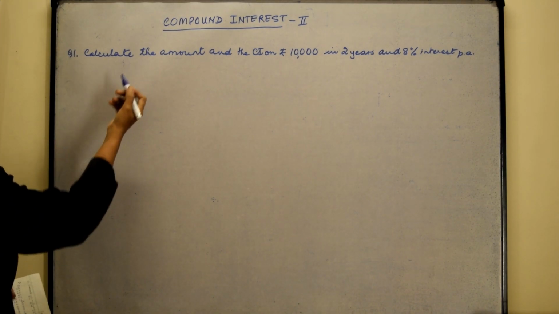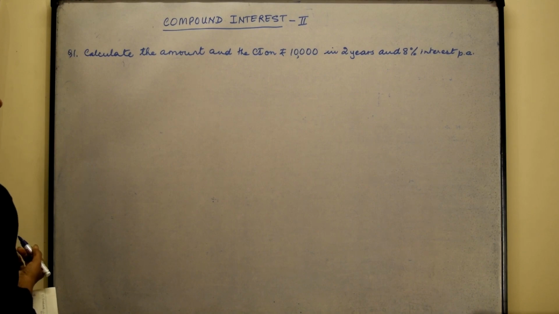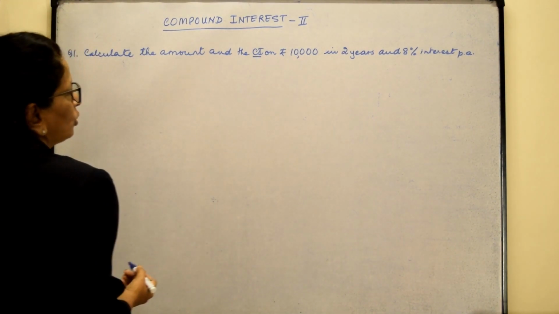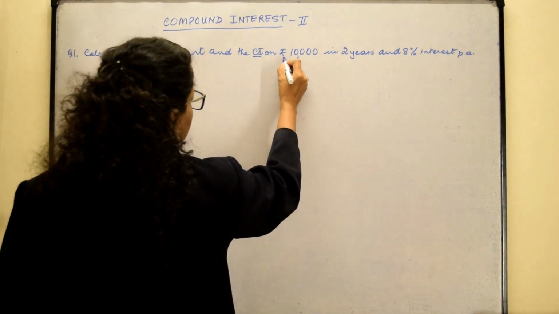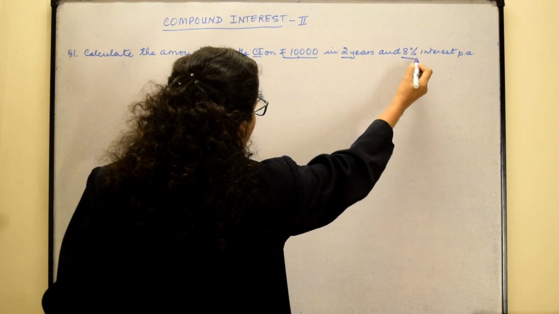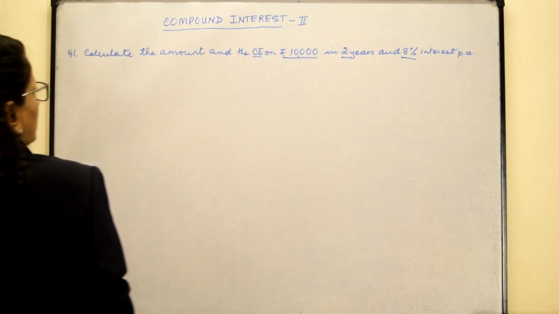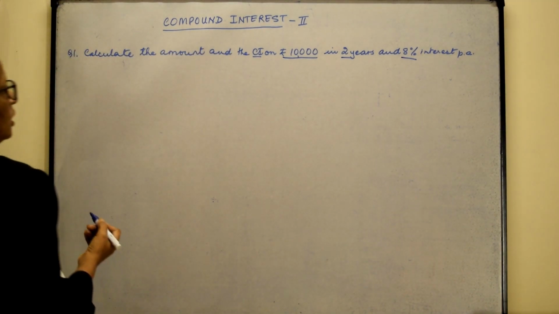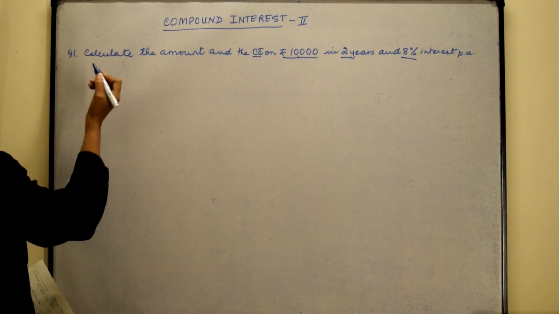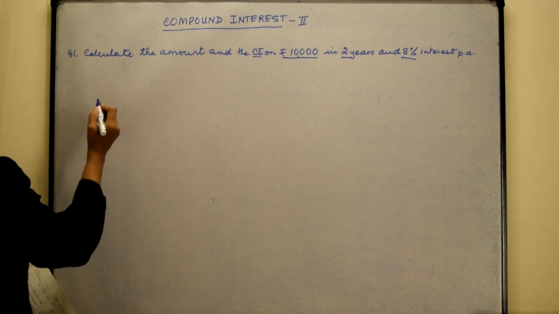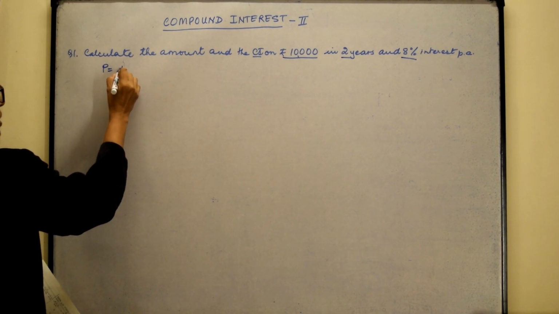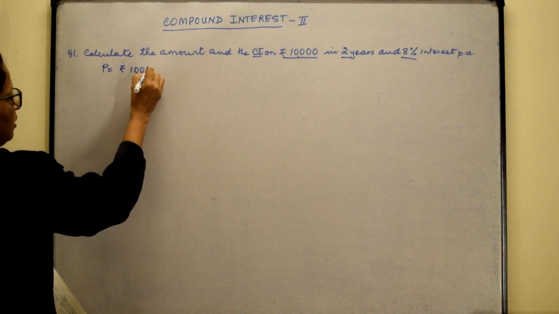The question reads, calculate the amount and the compound interest on rupees 10,000 in 2 years and 8% interest per annum. So, what are the quantities given? You must always write that as the first step. We have been given the principal. The principal is rupees 10,000.